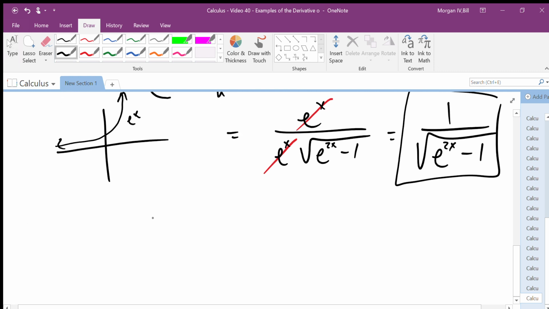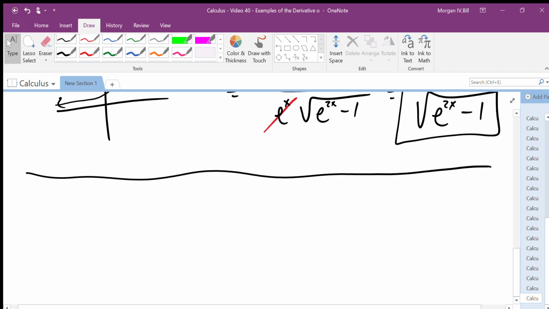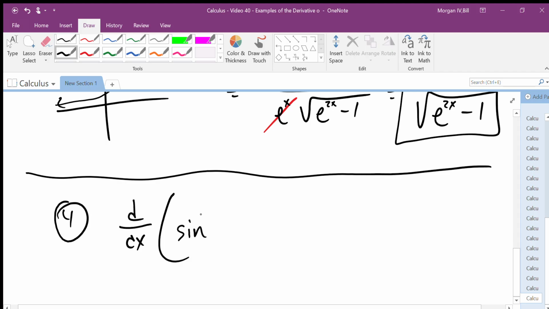Number 4. Let's start with making it maybe a little more complicated here. How about the derivative of, let's go back to inverse sine, of cosine of x.